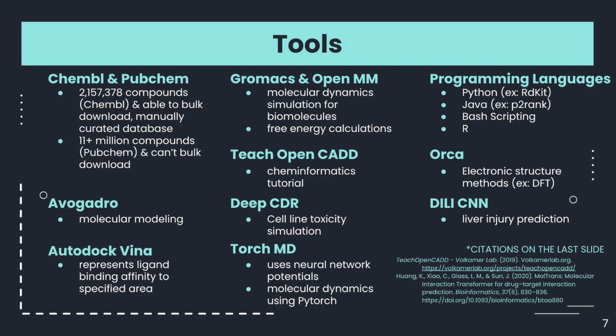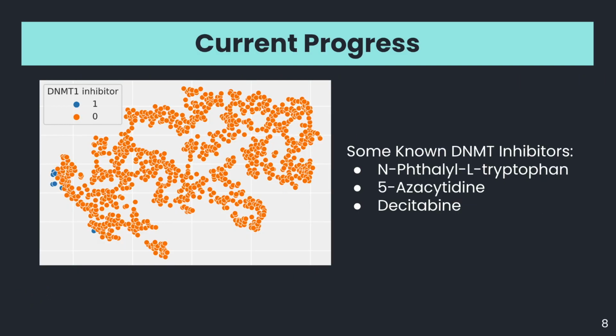Lastly, to make sure that our patient is safe, we will use an open-source convolutional neural network made by the Bin Pien Nguyen lab. The graph on this slide shows the current progress from the clustering step. We used some known DNMT inhibitors and clustered 1,000 compounds to see which ones were the most similar to the existing DNMT inhibitors. In this graph, the known inhibitors are colored in blue, whereas the other compounds are orange.